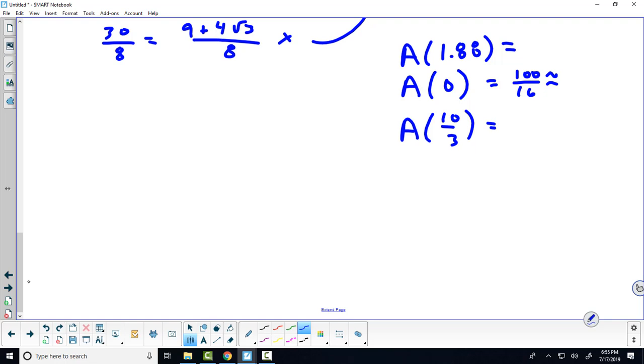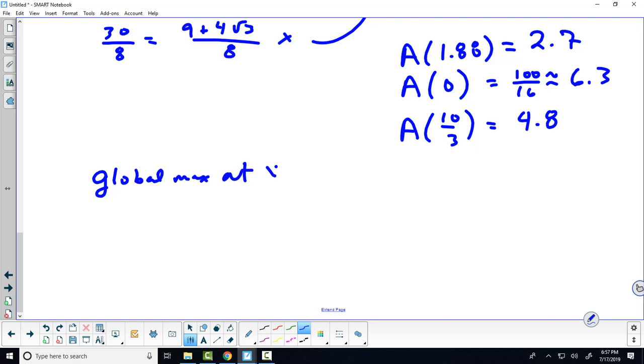You guys got 6.25? Great. Okay, anybody else? Any other group have theirs? Okay, so we plugged the first one into the area function, right? We got out 2.7, we plugged in the two endpoints in, and we got out these two values. Okay? So, we have a global max where? At what? X equals 0.